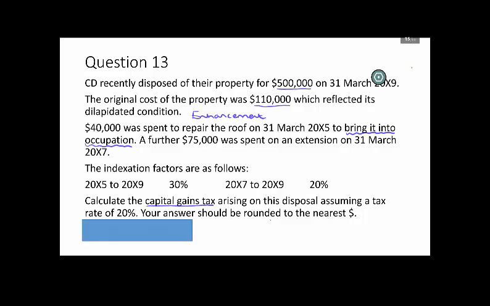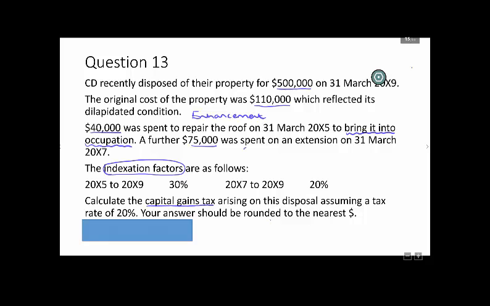The cost of the extension is definitely an improvement, definitely an enhancement. So yep, in calculating our gain, we'll deduct both the 40 and the 75,000. However, that isn't quite the end of it, because the other thing we need to think about is indexation allowances using these indexation factors that we've been given here.